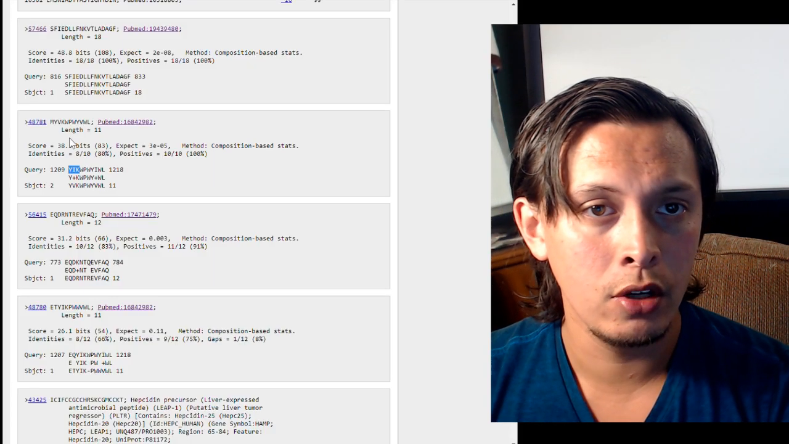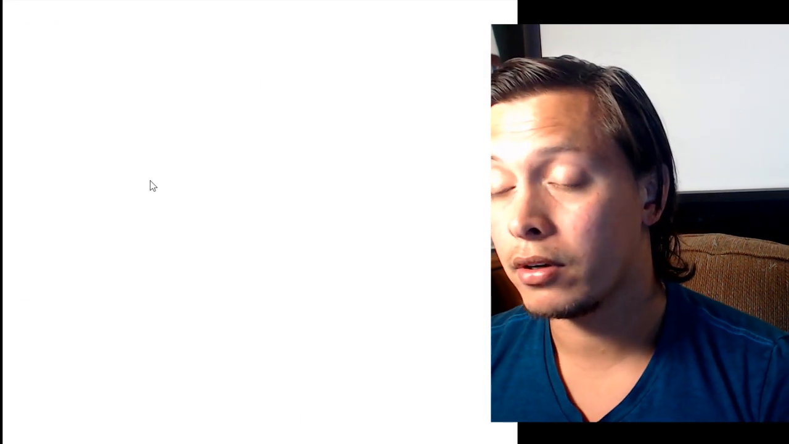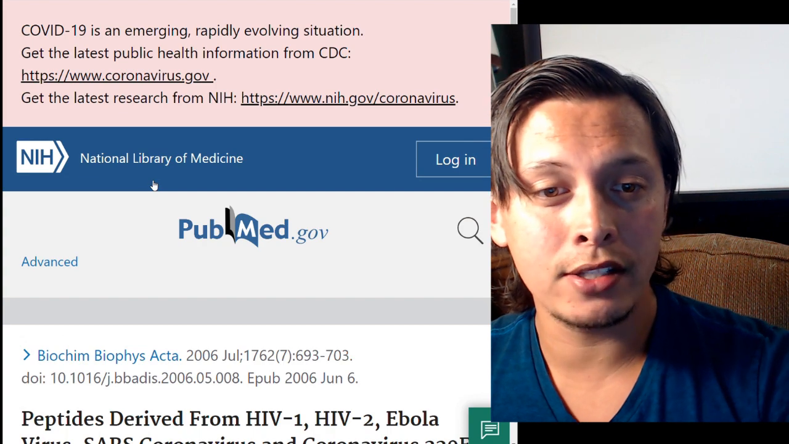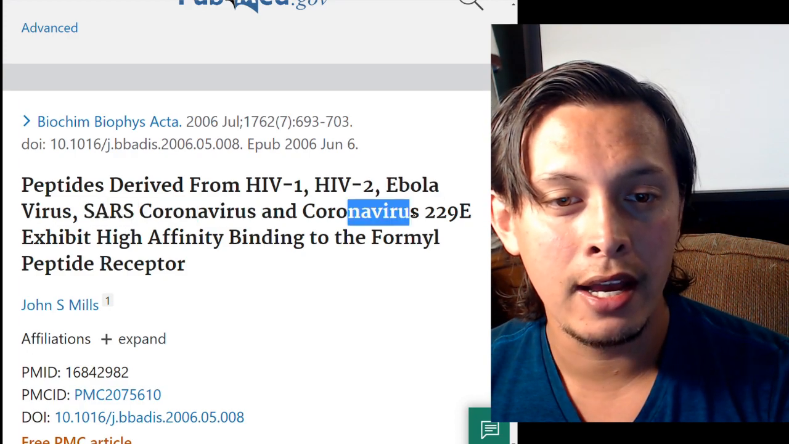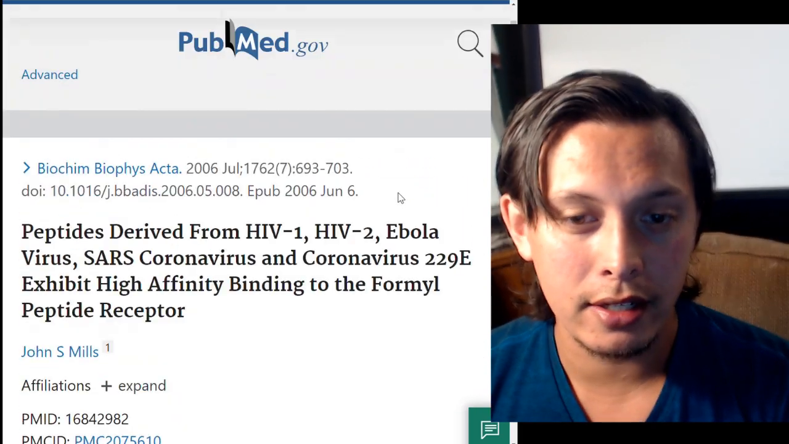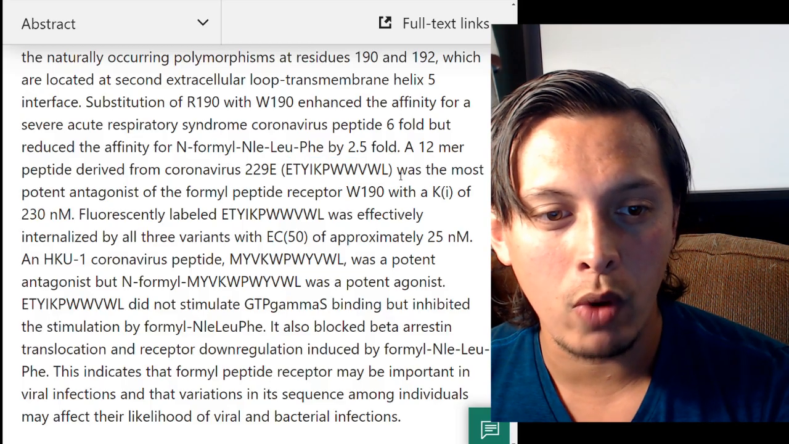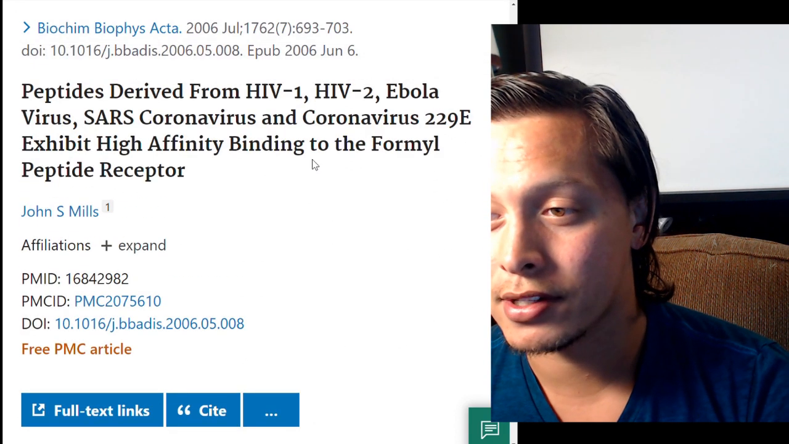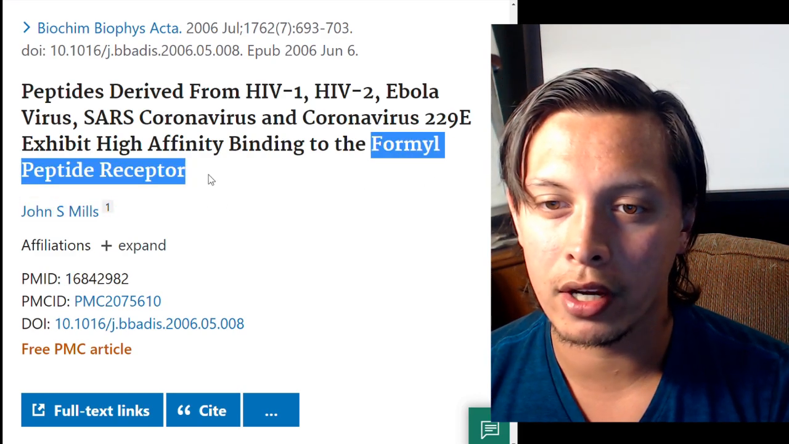So here, we'll click. This will take us to the paper that had characterized this sequence. So peptides derived from HIV-1, HIV-2, Ebola virus, SARS coronavirus, and coronavirus 229E exhibit high affinity binding to the formyl peptide receptor. So here they're saying that there is a peptide, and let me make sure that they're describing the peptide. Yeah, so here we have peptides that show up in different viruses throughout the virus kingdom. And so here we have the formyl peptide receptor, which let's do a quick Google search on that.